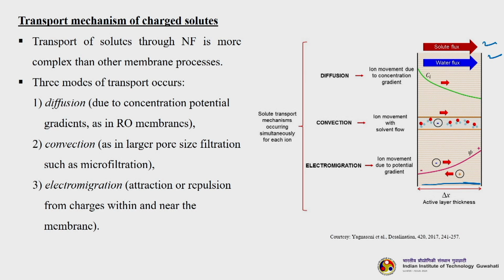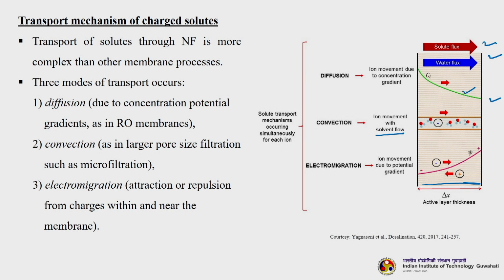You can see diffusion is ion movement due to concentration gradient. This is given by this particular line. There is a concentration gradient at the downstream side, so that is why movement of ions will happen through diffusion. Then convection, which is ion movement with solvent flow. Along with the solvent, that means along with the water, some ions are also flowing through.